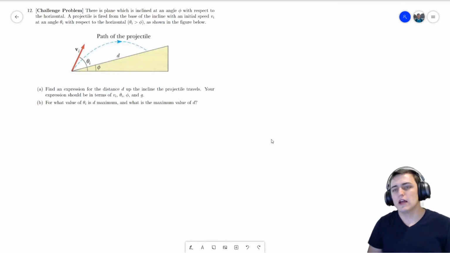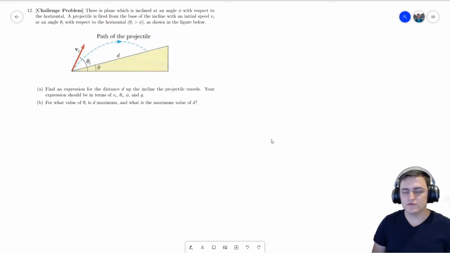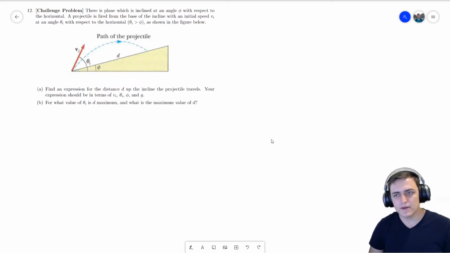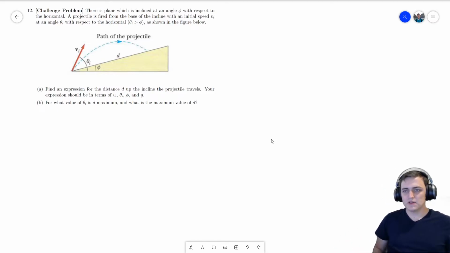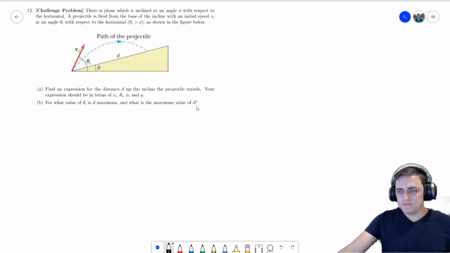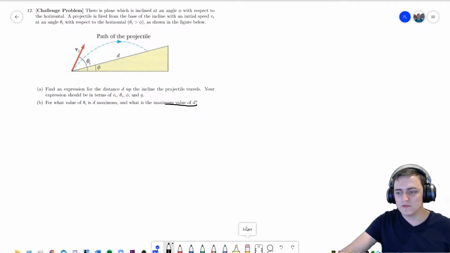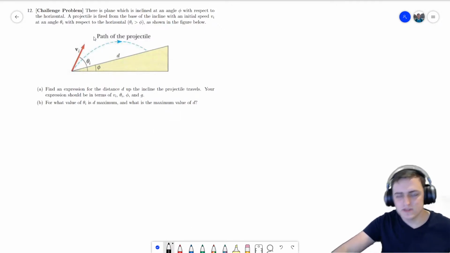So here we have a challenge problem. This is extra credit, and we are asked to find an expression for the distance d up the incline that the object is going to end up. And we are asked to maximize d for a given theta, and then figure out what that d is going to be. This answer d is going to be in terms of all of these variables. We're still not getting an actual number yet, since we can't know our initial velocity.